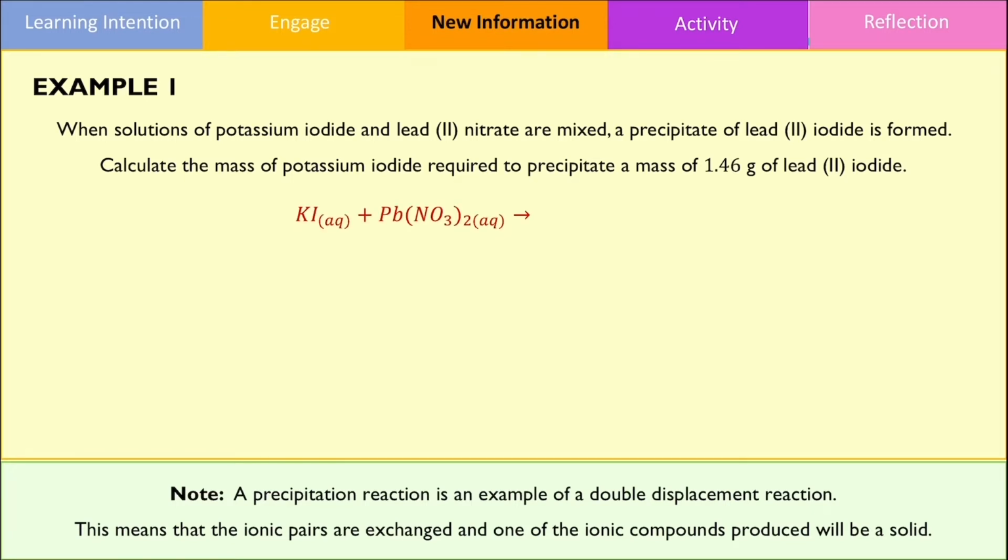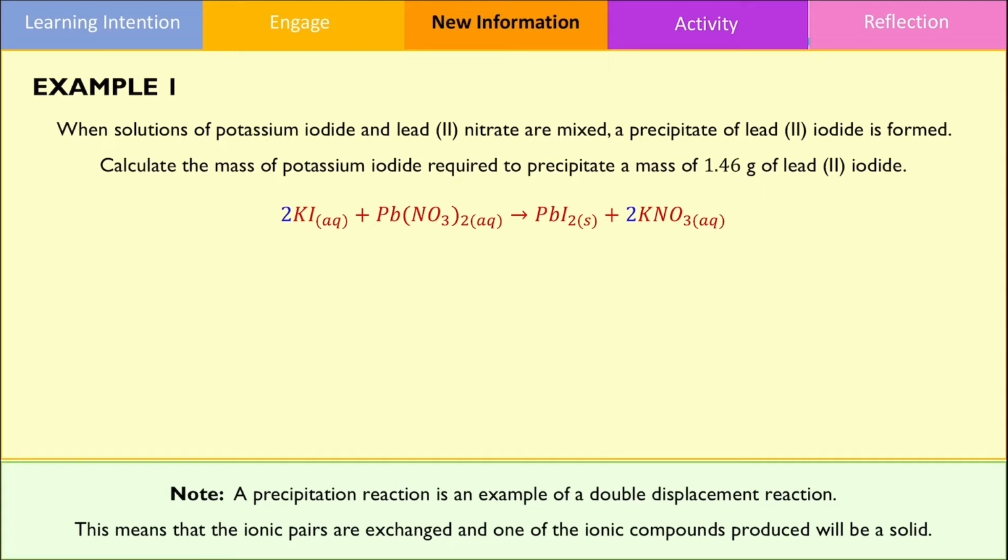In order for me to identify the products of this reaction, I need to understand that a precipitation reaction is an example of a double displacement reaction. And what that means is that the ions in the reactants are going to dissociate and exchange their partners. So this means that potassium is going to pair up with nitrate and lead is going to pair up with iodide. And therefore, it will form these products. Once I've worked out what the products are going to be, I'm now going to balance my chemical equation.